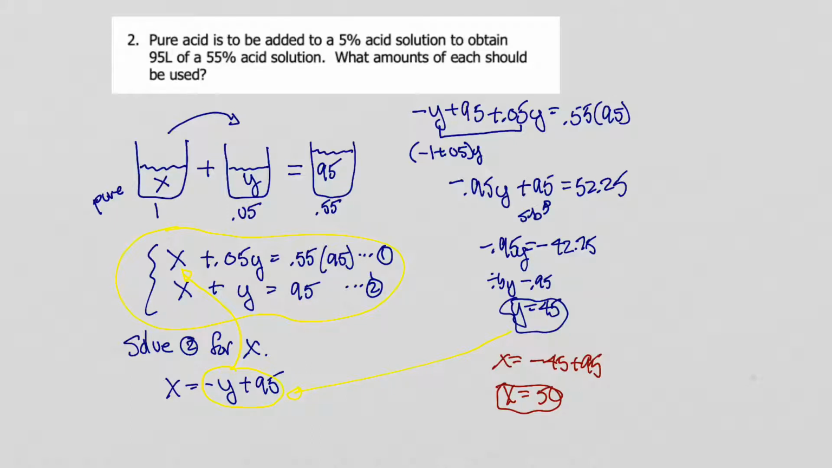So let's write our answer. Let's summarize. How much of the pure acid and how much of the 5% solution should we use? Let's go back and find out what the pure was. The pure was X, and X is 50. So we need 50 liters of the pure. And the Y, that was the 5% solution, we found to be 45. So we're going to have 45 liters of the 5% solution.